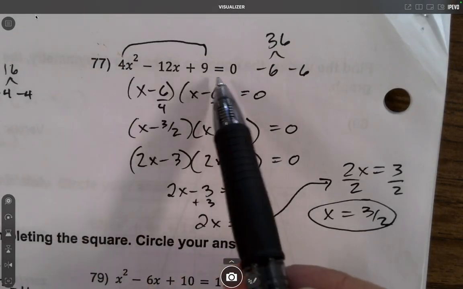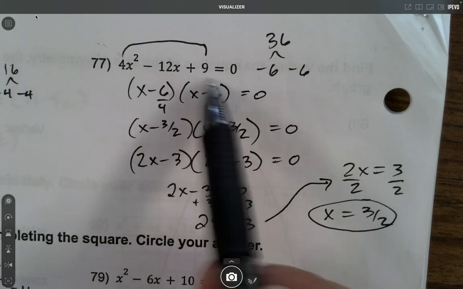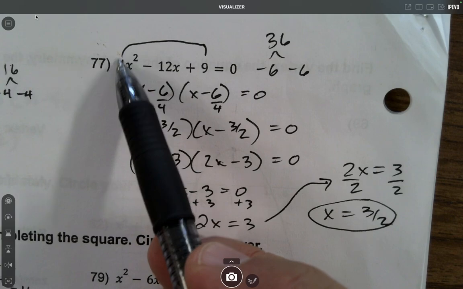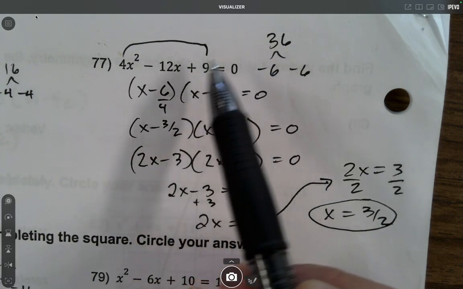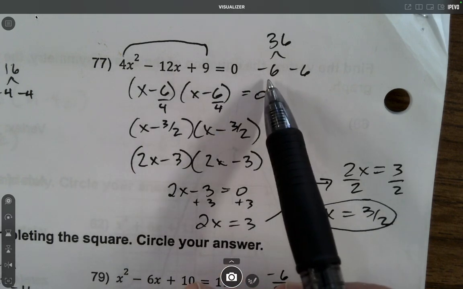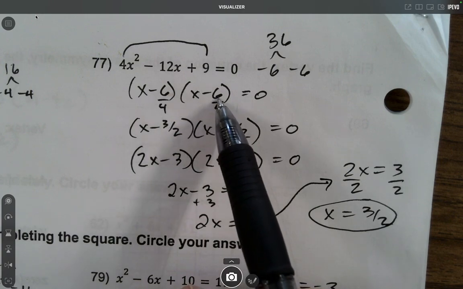Here we have 3 terms, so we'll do bottoms up because of this number in front, because there is nothing all of them have in common. 4 times 9 is 36, so what will multiply to be positive 36 and add up to negative 12? Well, that would be negative 6 and negative 6. So I've got x minus 6 times x minus 6.